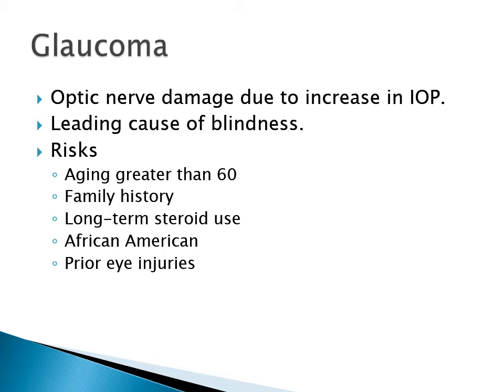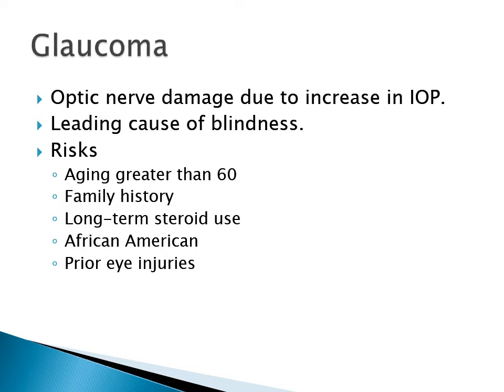Glaucoma is a result of optic nerve damage due to increase in the intraocular pressure. What ends up happening in the eye is the aqueous humor will increase in production, or the outflow channels are blocked. So it's usually one of those two things, either increased production or decreased outflow. And what it does is it will increase the intraocular pressure, and a buildup of pressure over time will actually damage that optic nerve. It is the leading cause of blindness.